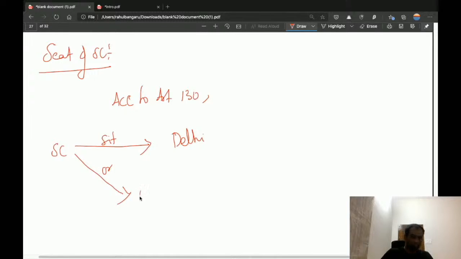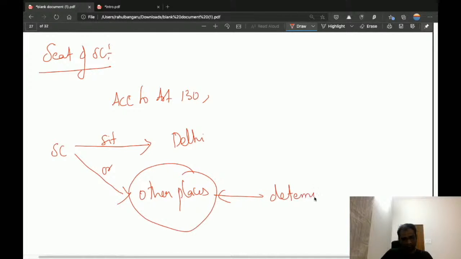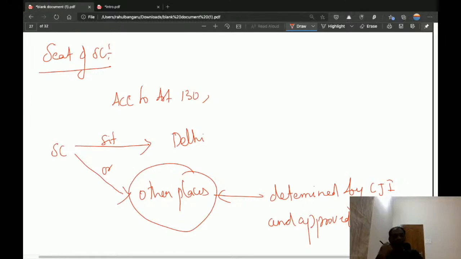or other places. Now these other places will be determined by the Chief Justice of India and approved by the President of India. If Supreme Court wants to form a bench, it can form a bench in either Bangalore or Chennai or Kolkata, and these other places will be determined by the Chief Justice of India and approved by the President of India. So that is the seat of Supreme Court.